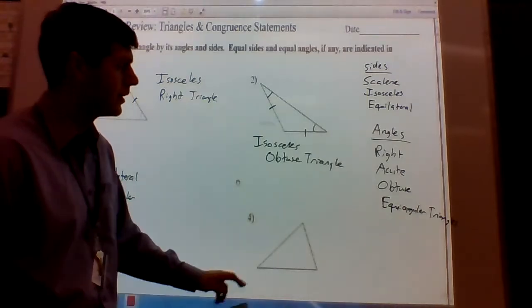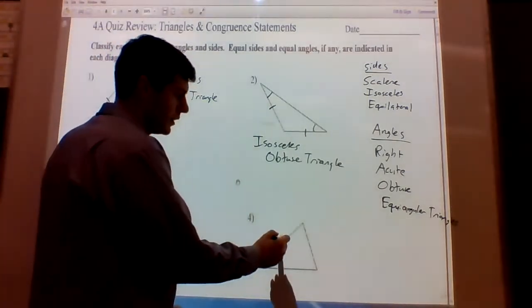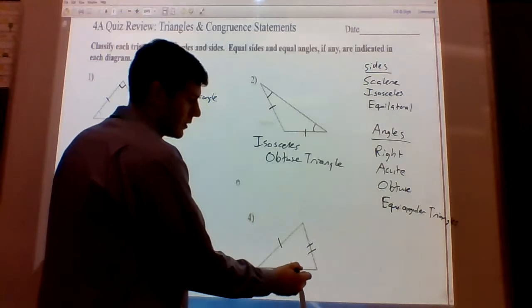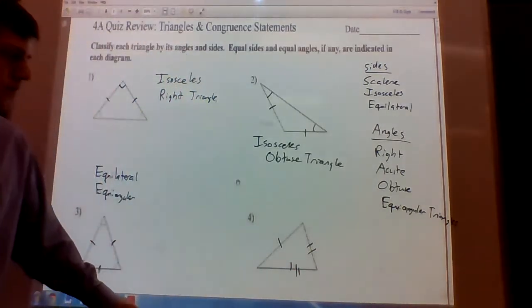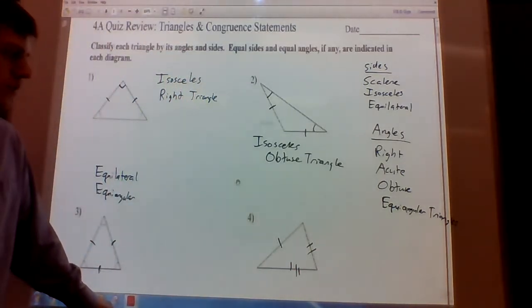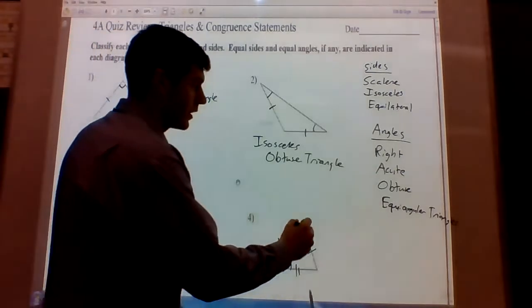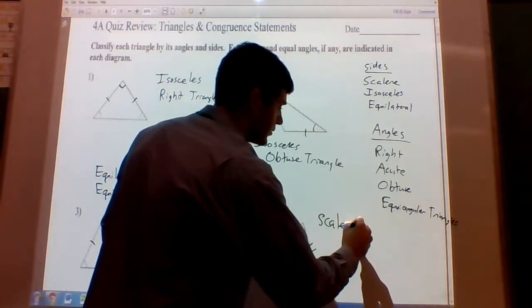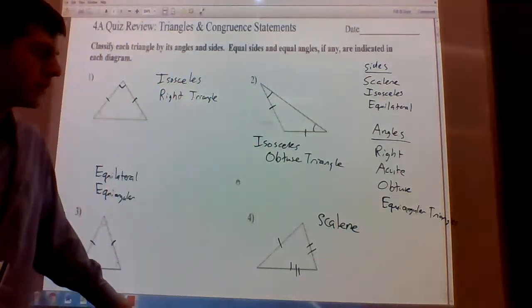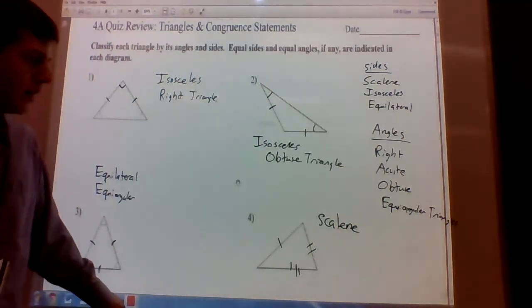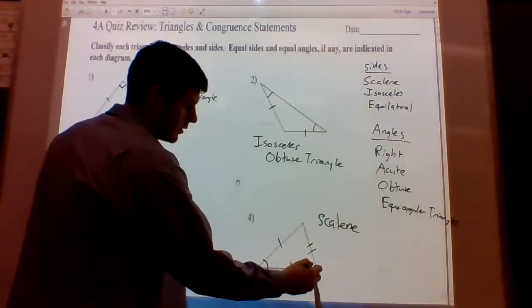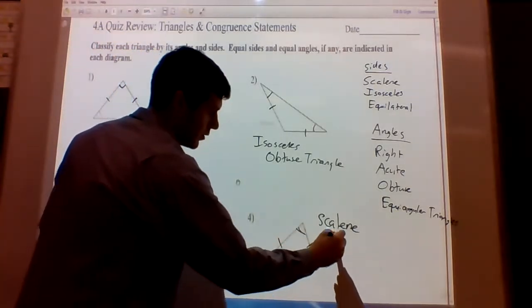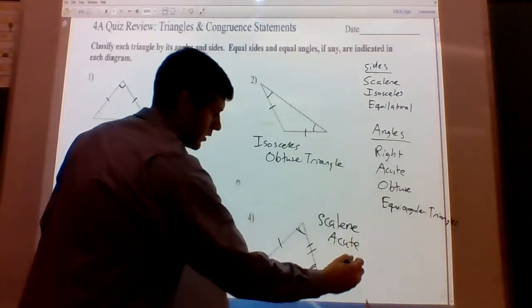The next one, I don't like this problem, but I think the implication was that each of the sides were different lengths. So each side is a different length, and it's going to be scalene. Scalene triangles are triangles where all the sides have a different length. And then all of our angles here are acute. So we have a scalene acute triangle.